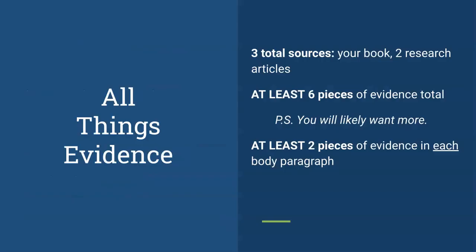Again, all things evidence: 3 total sources, your book and 2 research articles. Per the usual, 6 pieces of evidence total. You will probably want more just to make sure you are really deeply proving your point. It's totally fine to have more. It's also fine to paraphrase if you're actually paraphrasing and doing that well. And again, per the usual, 2 pieces of evidence in each body paragraph.